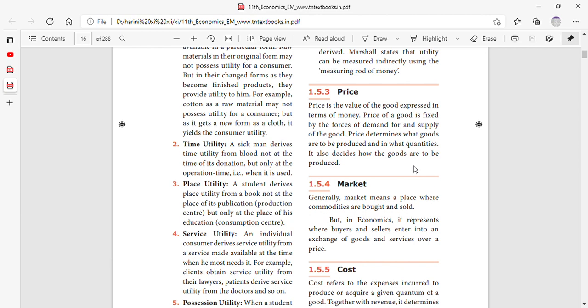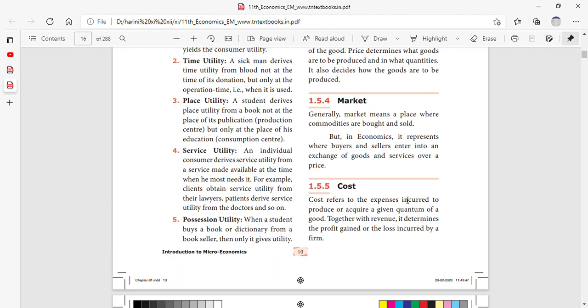Okay. So what is a market? Market is a place where you buy and sell goods. In a place there are people, and they buy and sell a product. So that you call a market.